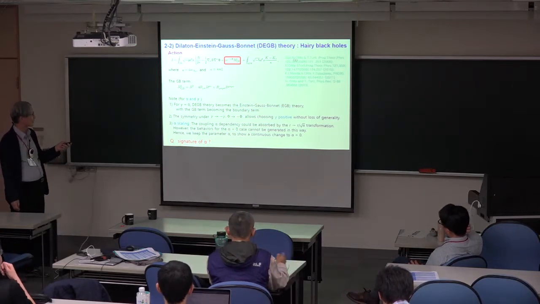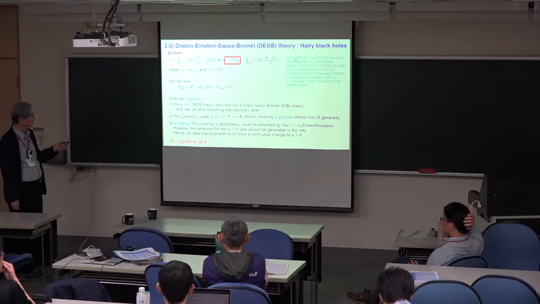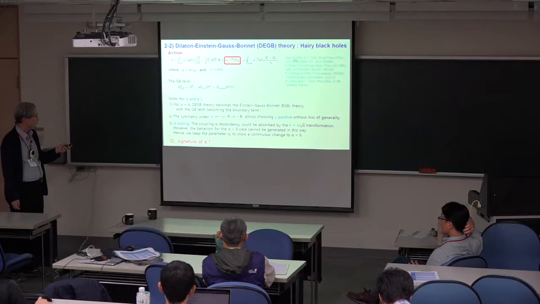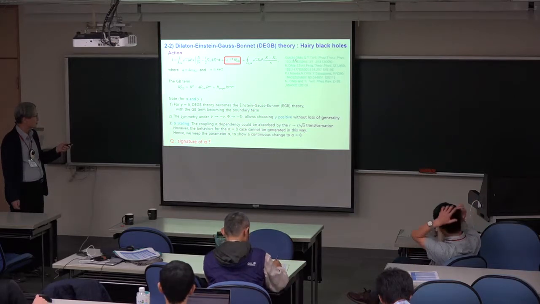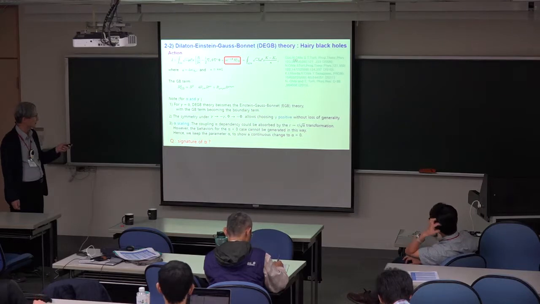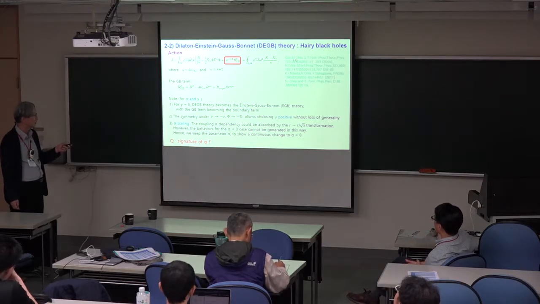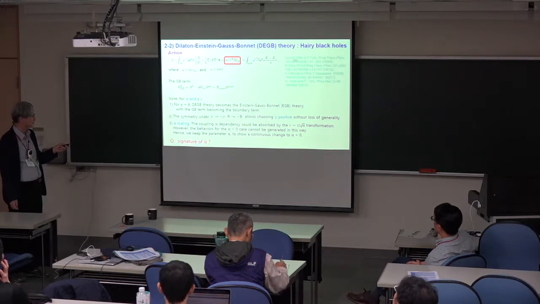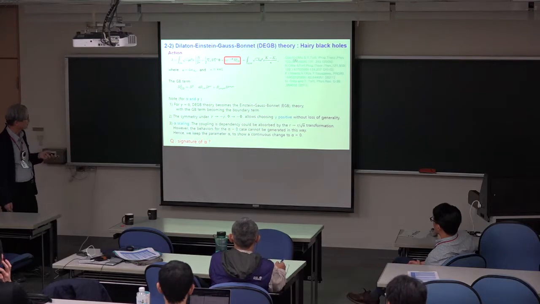So the model that I'd like to study is this one. We have the Einstein gravity and also a Gauss-Bonnet term. Here we have a coupling which depends on the Dilaton. If the Dilaton were constant, this is nothing but some boundary term, so it does not affect any equation of motion. But here we have some coupling.